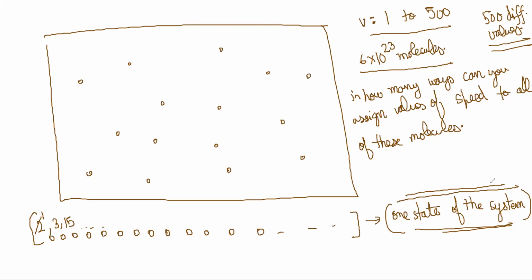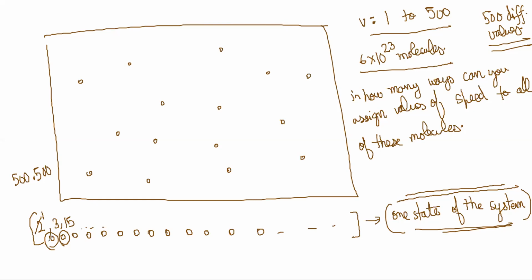So the first molecule can take how many options of speeds? 500, no? The second molecule can take how many options? 500, right? Again 500. The second can also have 500 speeds. There is no relation between the first speed and the second speed, right? It's like everyone can take any value.